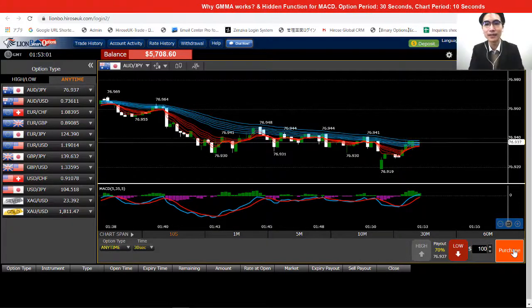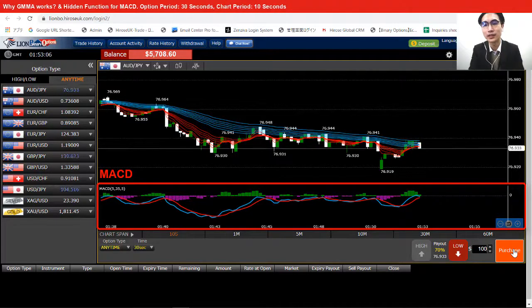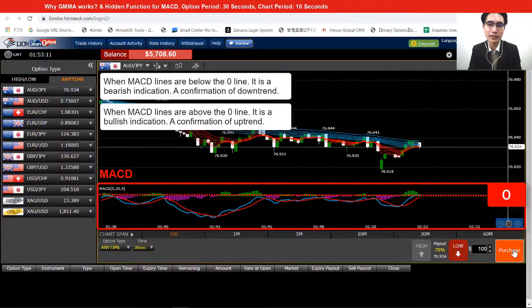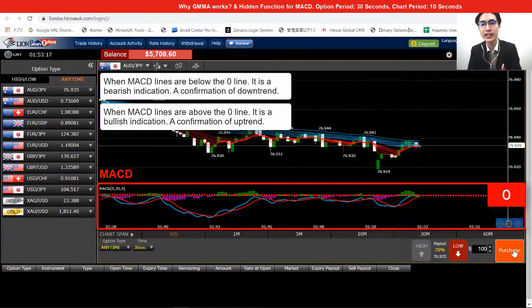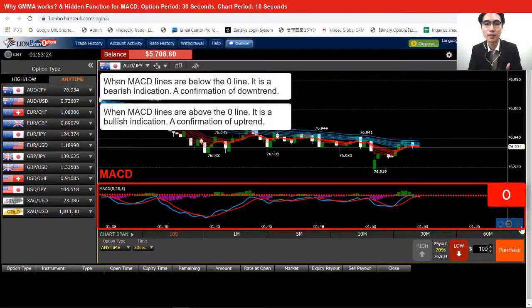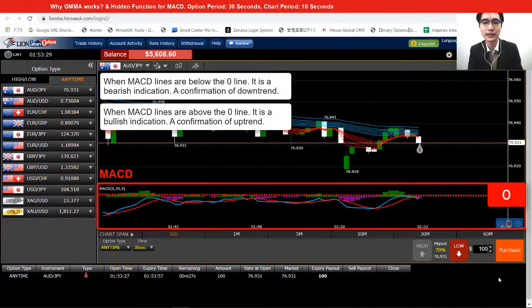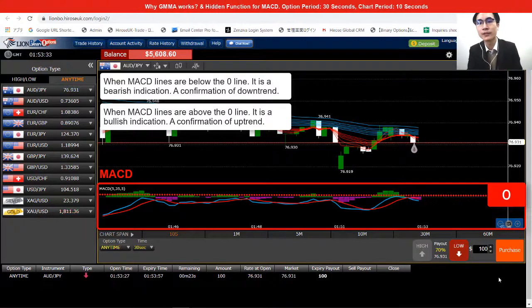But today, take a look at the MACD. You see the two lines in the MACD are below the zero line there. When the two lines are below the zero line, it means the bearish movement is dominating the market. That is a confirmation of a downtrend. On the other hand, if the two lines are above the zero line, that means the bullish movement is dominating the market. So that is a confirmation for an uptrend.